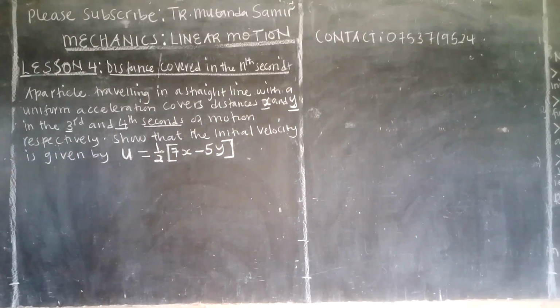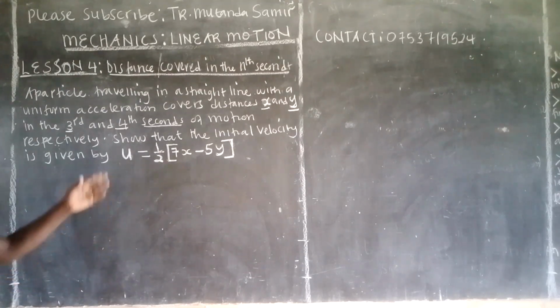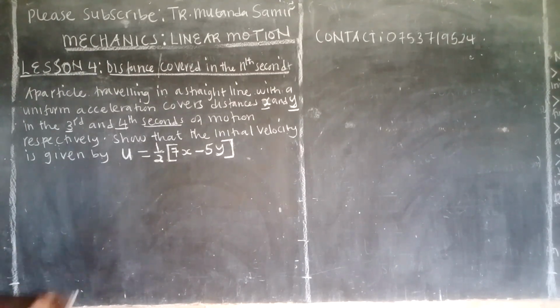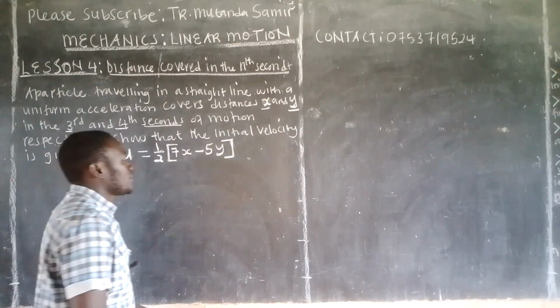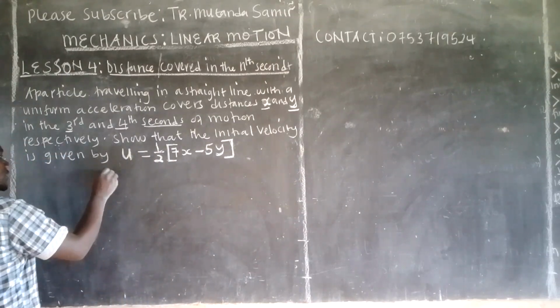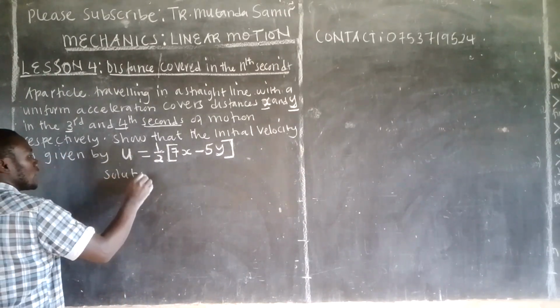Then it says, show that the initial velocity is given by that expression. It's now a proof, and in A level mathematics, the proofs are just something very simple. Okay, now as a solution, let's pick out the meaning of the words we have.